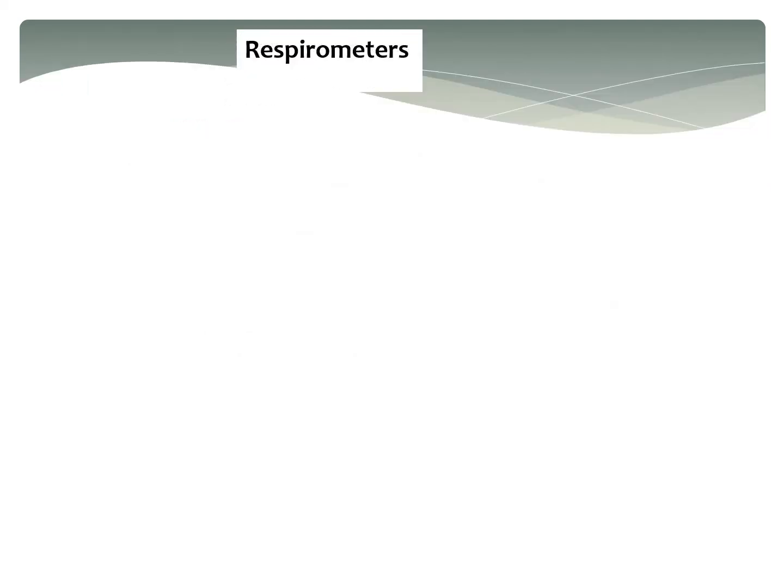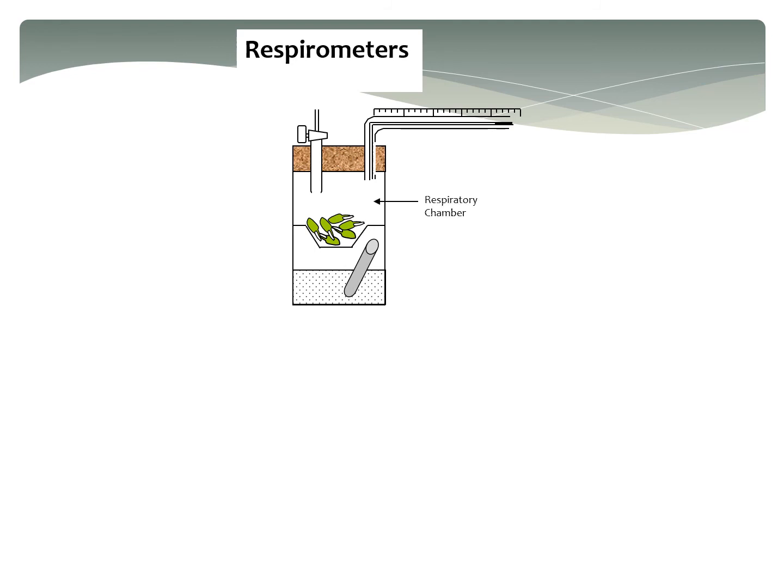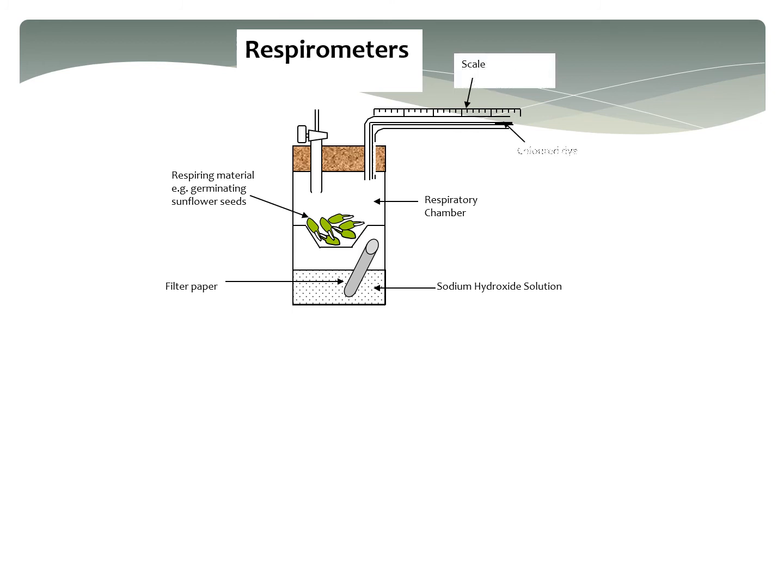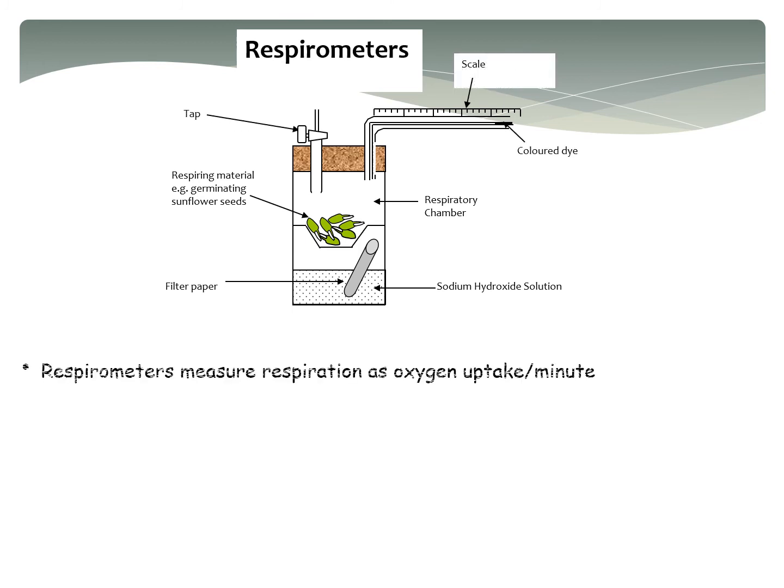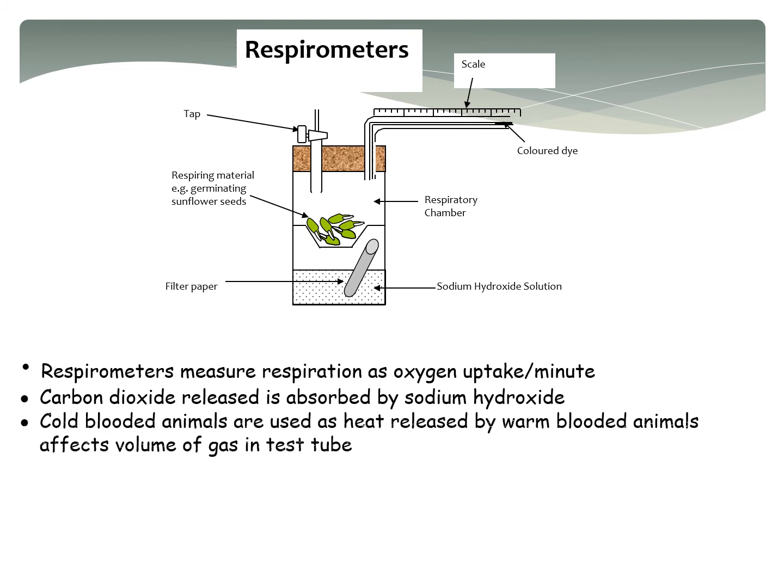This is a different type of respirometer, and it's measuring respiration in germinating sunflower seeds. We've got our respiratory chamber, we've got a sodium hydroxide solution with filter paper to absorb carbon dioxide, and we've got a scale and coloured liquid to measure the uptake of oxygen. Our respirometers measure respiration as oxygen uptake per minute. Your carbon dioxide is released and absorbed by sodium hydroxide, and that is how we measure our oxygen uptake, because it creates a sucking action.